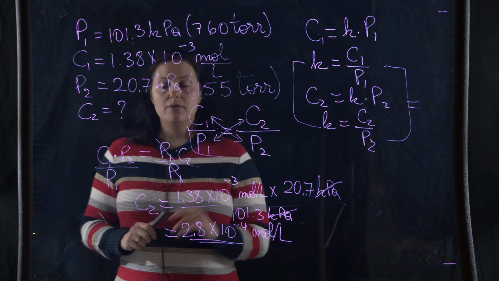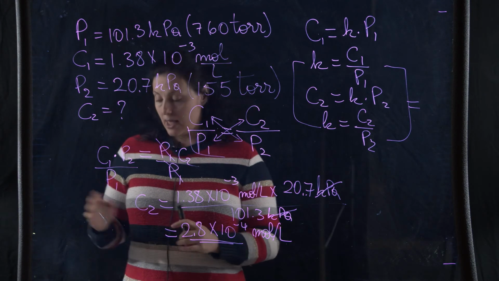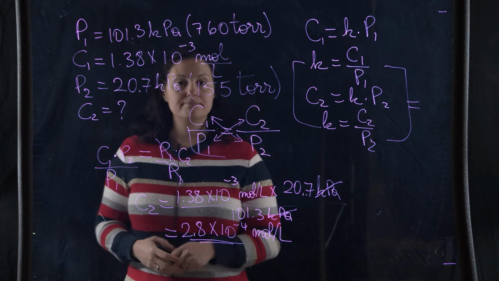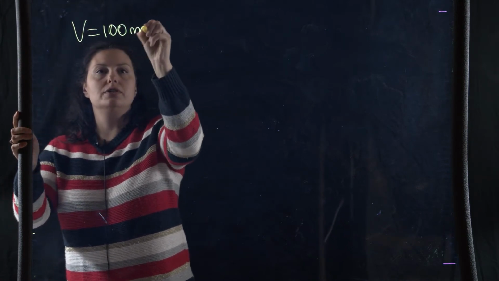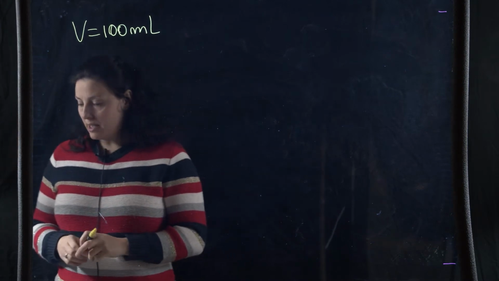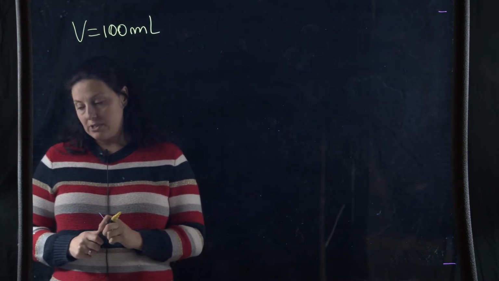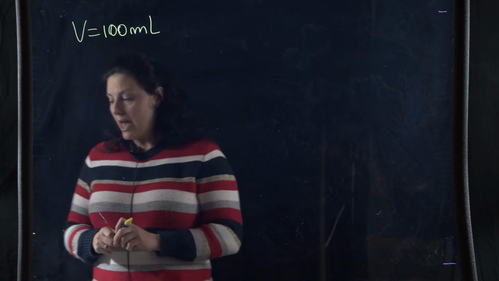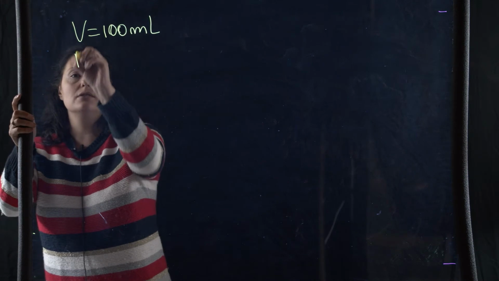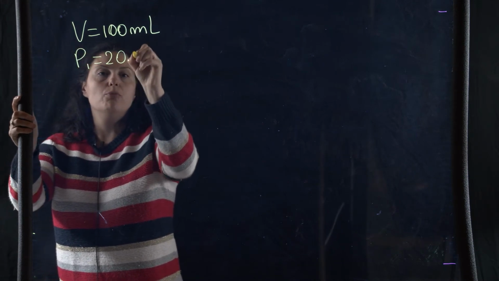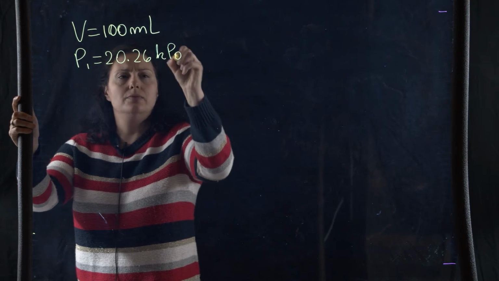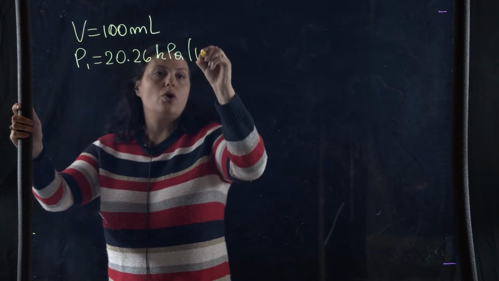Okay, this is the first problem. I will erase this and then we will work on the next one. Let's work on problem number 2. Exposing a 100 milliliter sample, so that's a volume. My volume is 100 milliliters. The sample of water at 0 degrees Celsius to an atmosphere containing a gaseous solute at 20.26 kilopascals. So my initial pressure is 20.26 kilopascals or 152 torr.